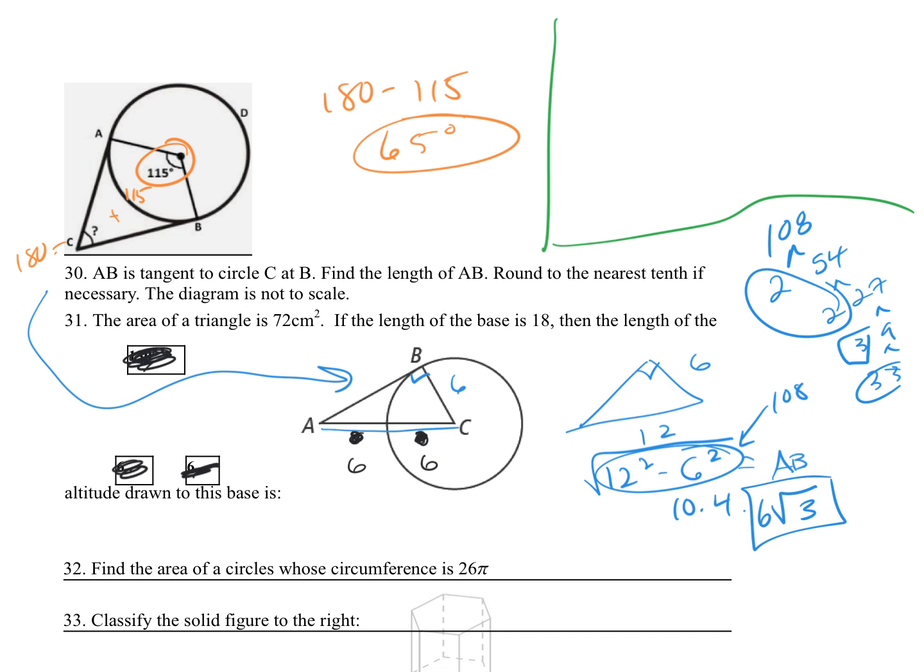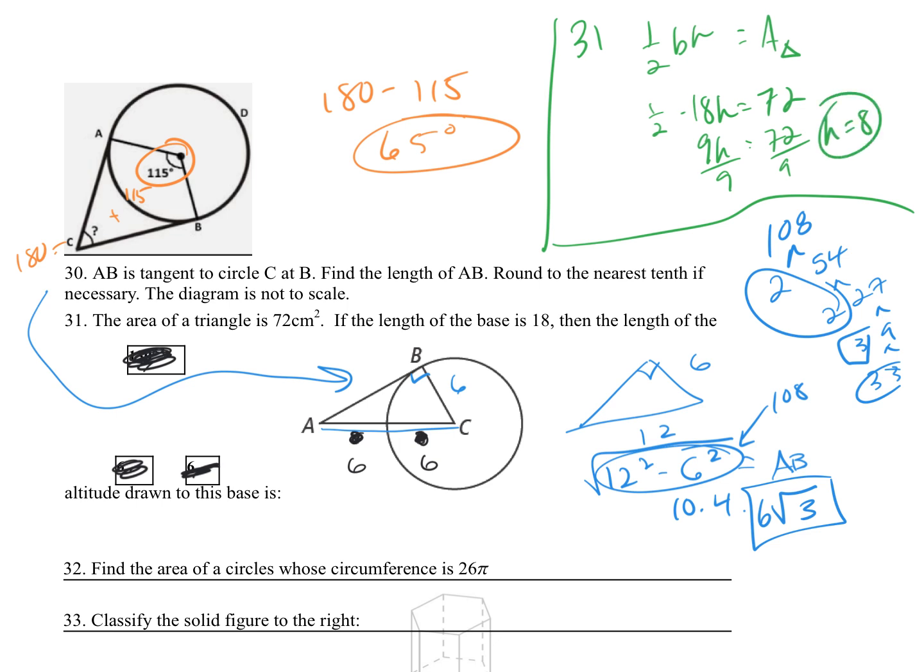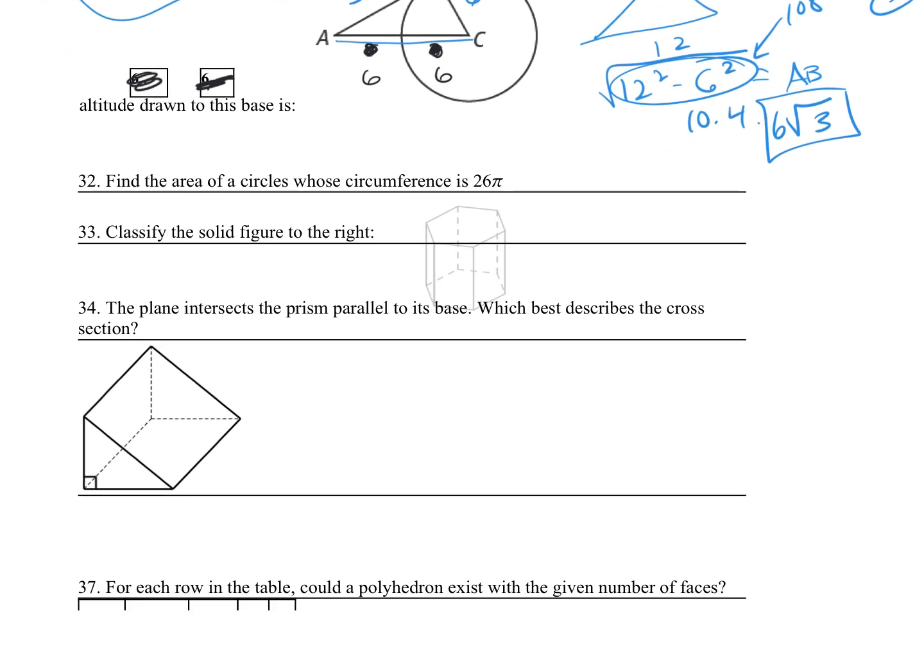for question 31. So the area of a triangle is 1/2 base times height. That's the area of a triangle. And I know the area of the triangle is 72. I know the base is 18, and I want to find the height. So half of 18 is 9. 72 divided by 9 is 8. So here, H is 8. That's for number 31. 32, it says find the area of a circle whose circumference is 26.